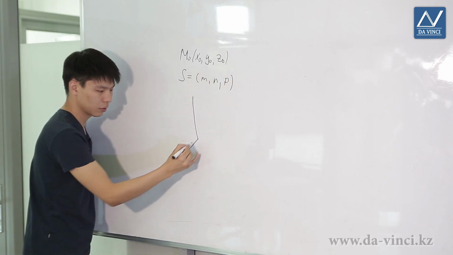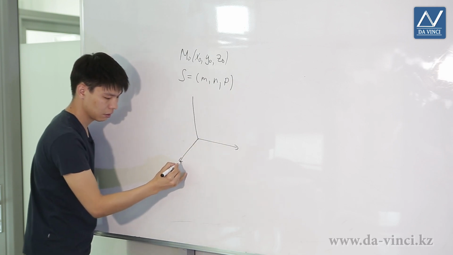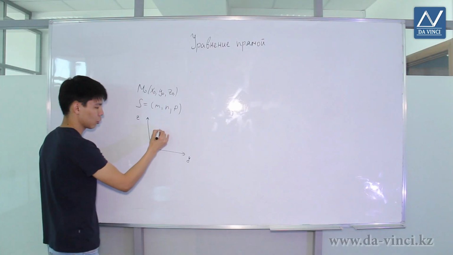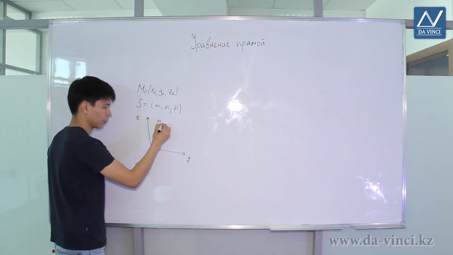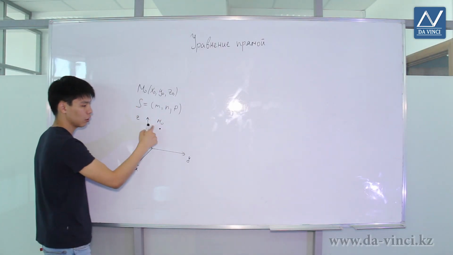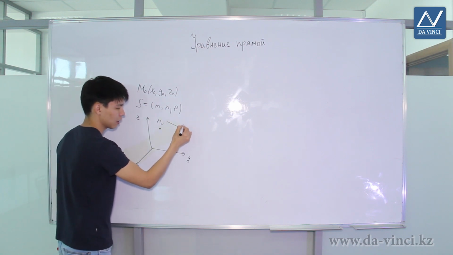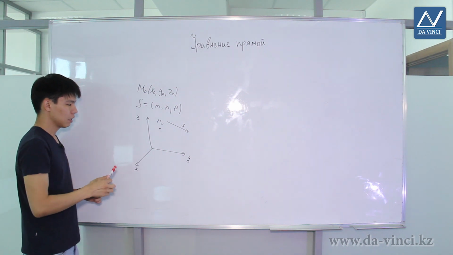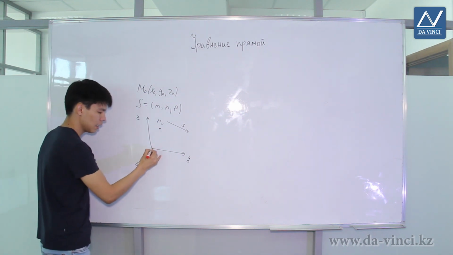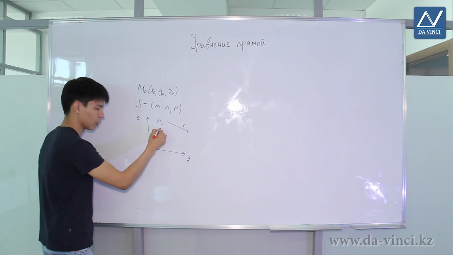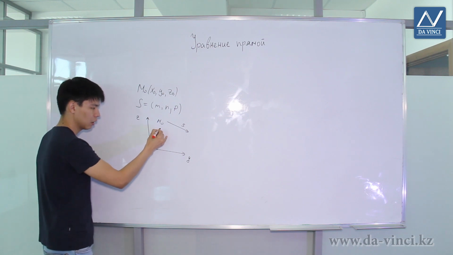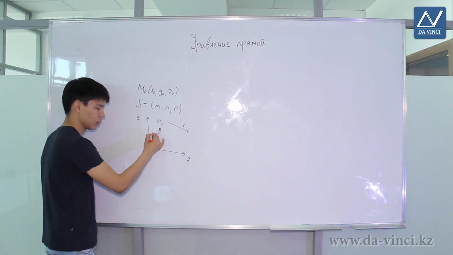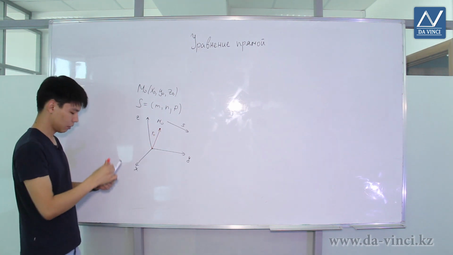Let's draw our coordinates x, y, z, and let point M0 be here, and the vector S, to which our line should be parallel. By the way, this vector S is called the directing vector. Now do the following. Connect the origin to the point M0 and draw a radius vector to M0, and call this vector R0.